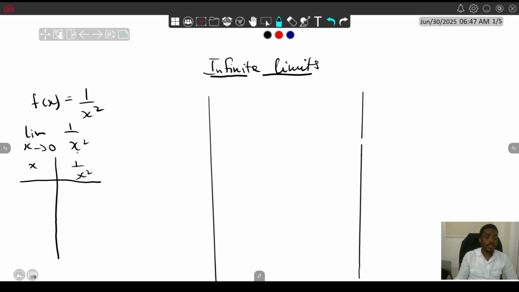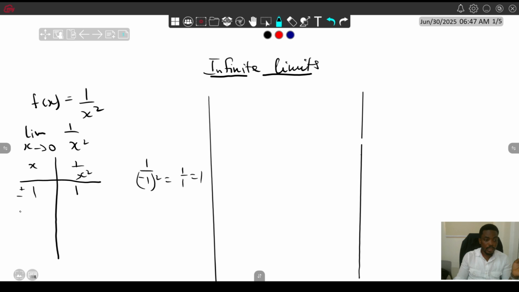Considering that there's a square here, whichever value we put in, being positive or negative, our outcome will be a positive answer. So let's say we have plus or minus 1. Let's find f of negative 1. That gives us 1 over minus 1 all squared, and this in turn gives us 1 over 1, which is equal to 1. So we get 1 here.